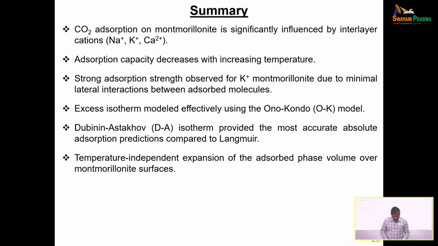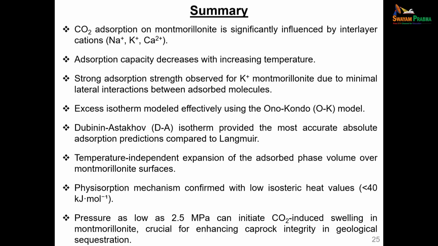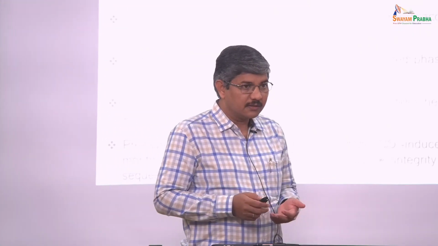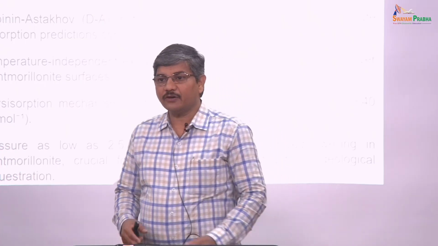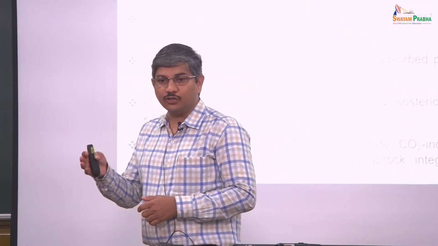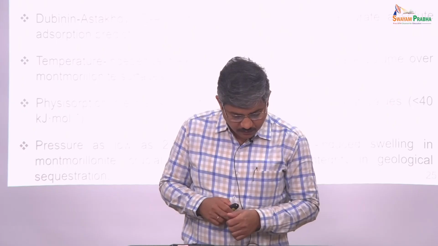We tried to assess the isotherm and model it using the Ono-Kondo model. That was really good, but the DA model was the most accurate in order to capture the absolute isotherm. Temperature dependence we also tried to capture. We also know that based on the isosteric heat values, mostly less than 40 kilojoules per mole, it's basically physisorption. So it's a reversible phenomenon. It's not chemical adsorption as soon as you introduce CO2 into the system. Over a period of time, some precipitation and dissolution mechanisms may induce chemical phenomena, but at this point of time it's purely physical.